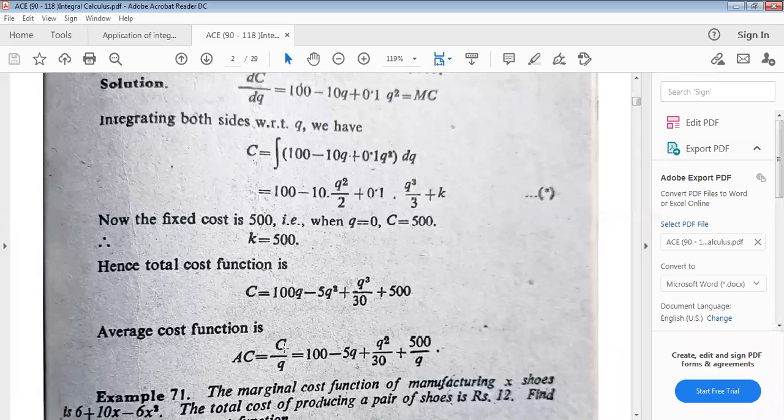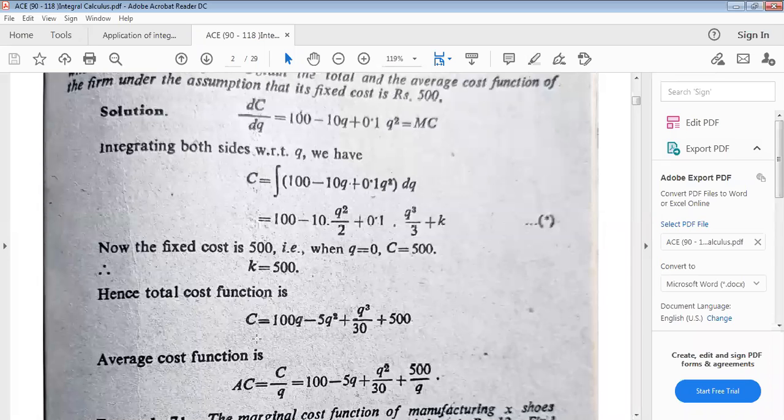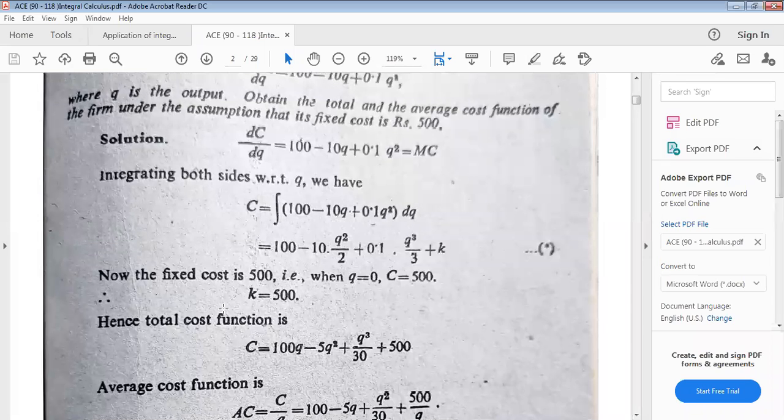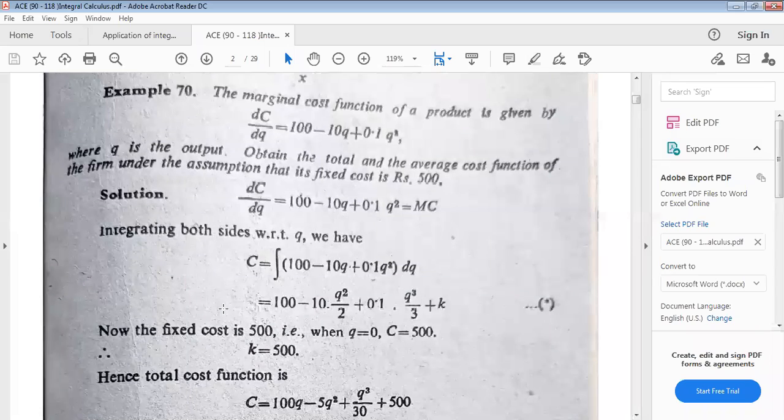Average cost will be C divided by output, that means number of units. If we divide the cost by the number of units, we get the average cost. So the average cost can be calculated as 100 minus 5Q plus Q squared by 30 plus 500 by Q. Understand? This is actually finding total cost from marginal cost.